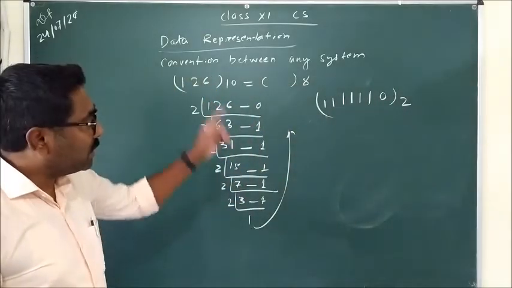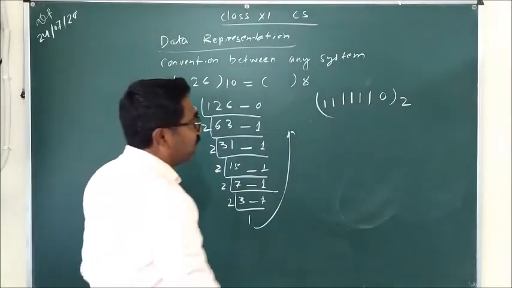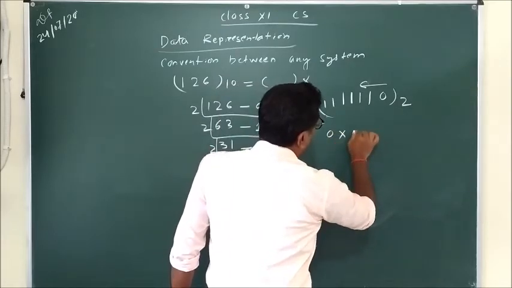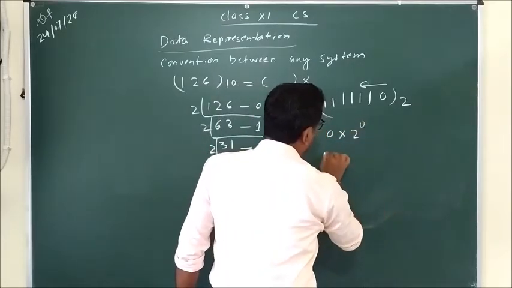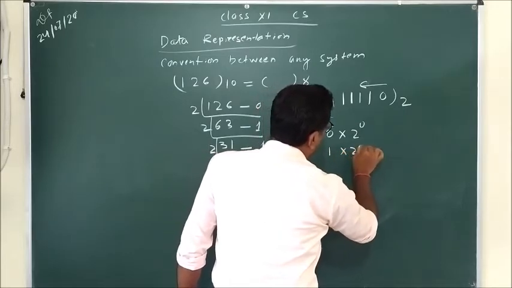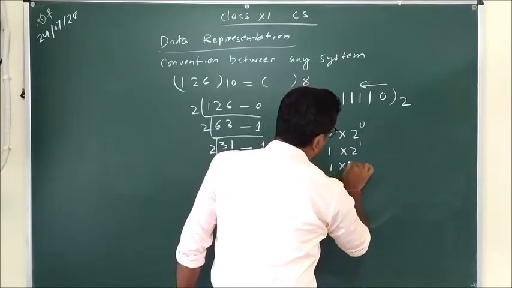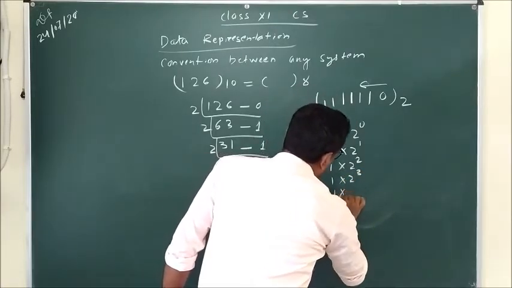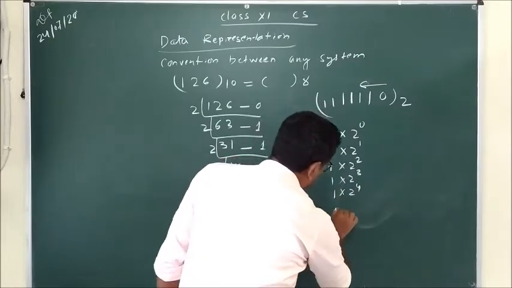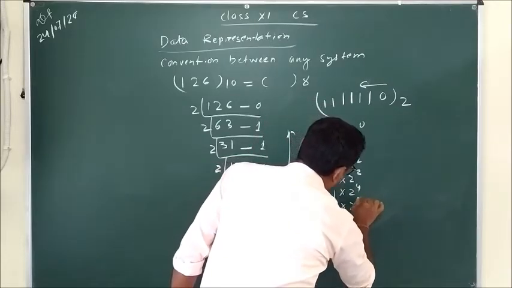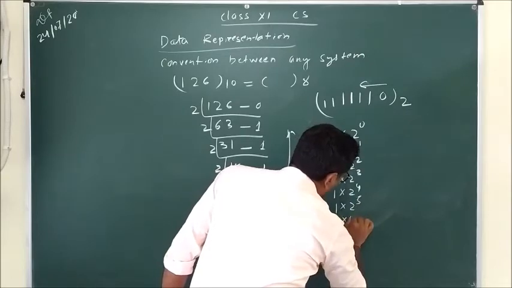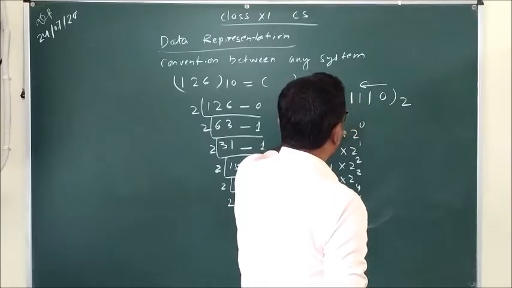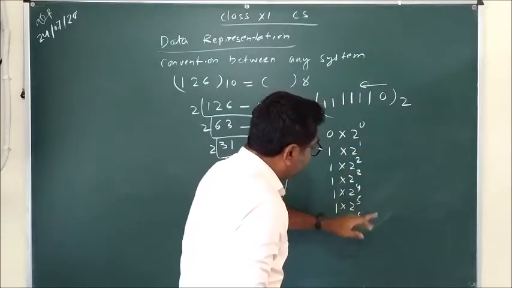Now we can convert this binary number to octal number. For that, from right to left we have to take 0 into 2 to the power 0 plus 1 into 2 to the power 1 plus 1 into 2 to the power 2 plus 1 into 2 to the power 3 plus 1 into 2 to the power 4 plus 1 into 2 to the power 5 plus 1 into 2 to the power 6. The powers are 0, 1, 2, 3, 4, 5, 6.